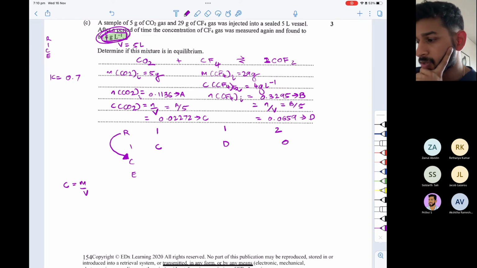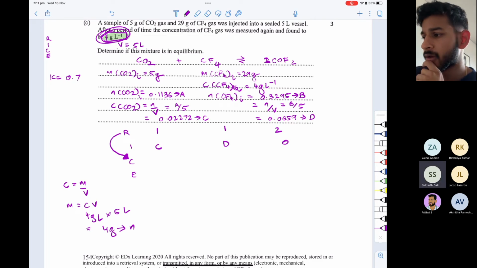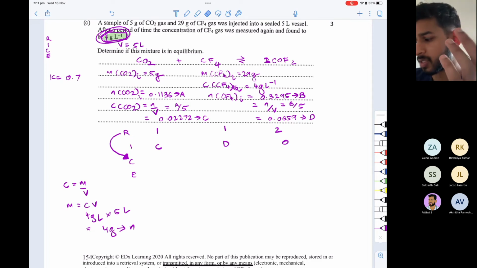So I see what you did. You did M equals CV, and you would have multiplied the 4 grams per liter times 5 liters to get to 4 grams. And I'm guessing, did you convert that to moles, and then did you divide by 5 again, something along those lines? Yeah, that's what I did. Sure, that's a little bit of a long way, as you can see, because you multiplied by 5 and then you divided by 5, right?